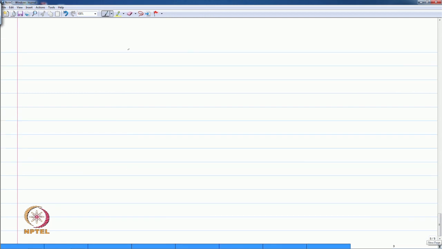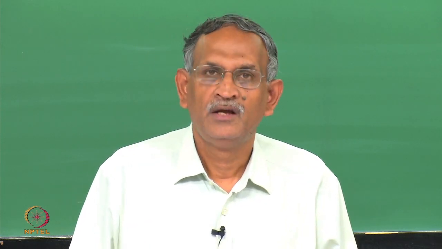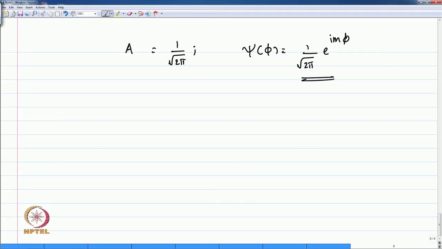So, we take a as real, 1 by root 2 pi. This is the normalization constant. Therefore, the wave function psi of phi is 1 by root 2 pi e to the i m phi. The normalization constant is independent of m, unlike the case of the harmonic oscillator, where you found that the normalization constant is also a function of the quantum number n, because of the Hermite polynomials involved. Okay. This is the wave function.